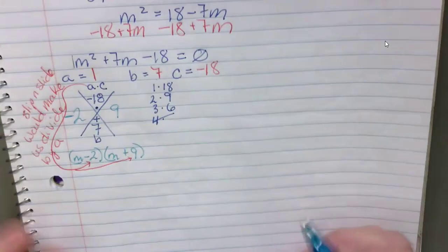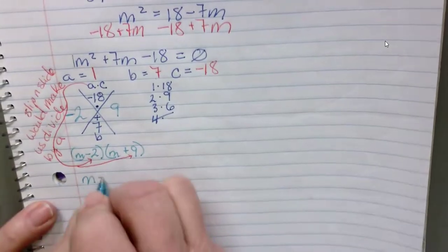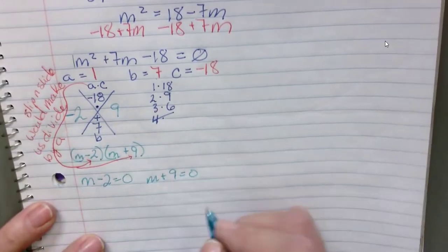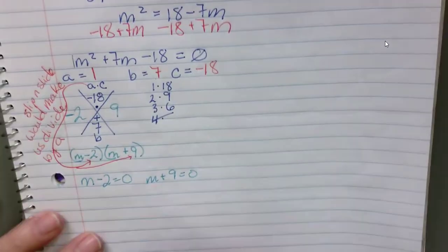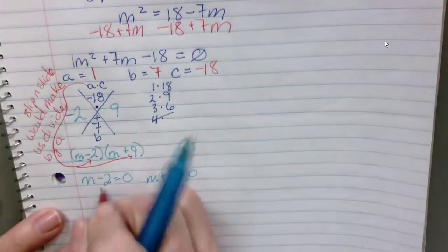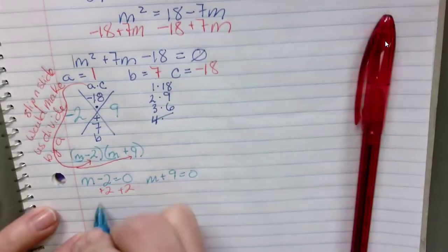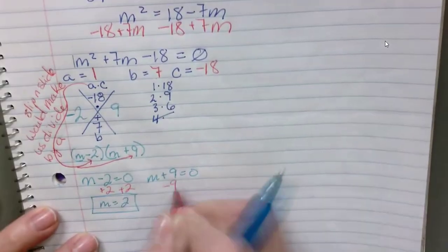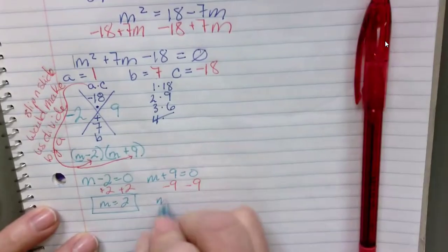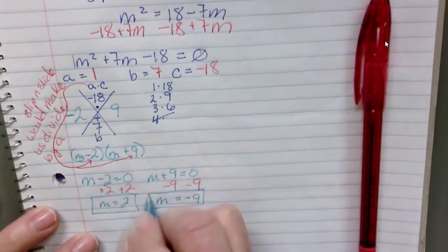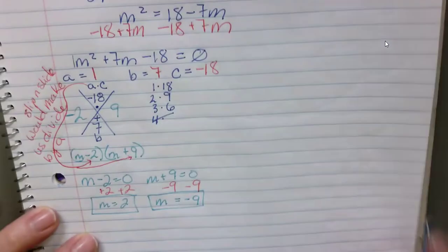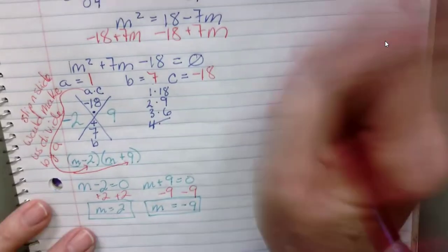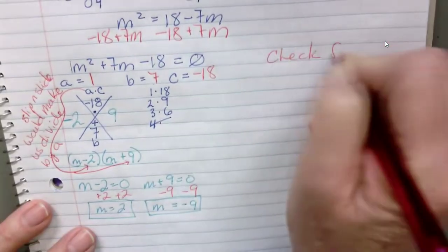All right? So now let's write that m minus 2 equals 0 and m plus 9 equals 0, because we have to set both of them up to 0 so we can solve for them. I'm going to add 2 to both sides, and we get m equals 2, so that's possibly one of our answers. Then I'm going to subtract 9 from each side, and we get m equals negative 9. So that is one of our answers. Hopefully. What is step 4? Yes, it is check for negatives.